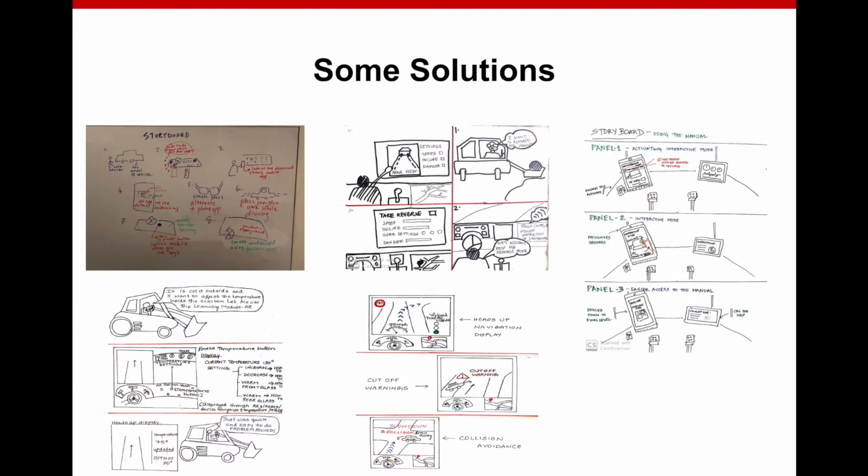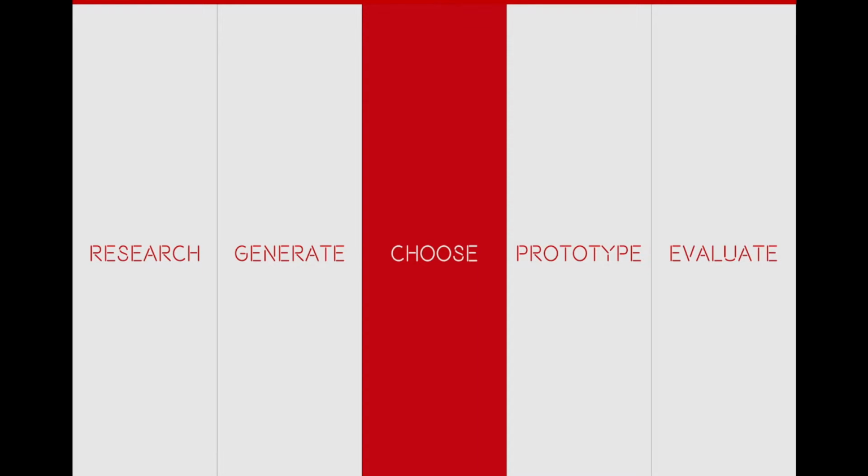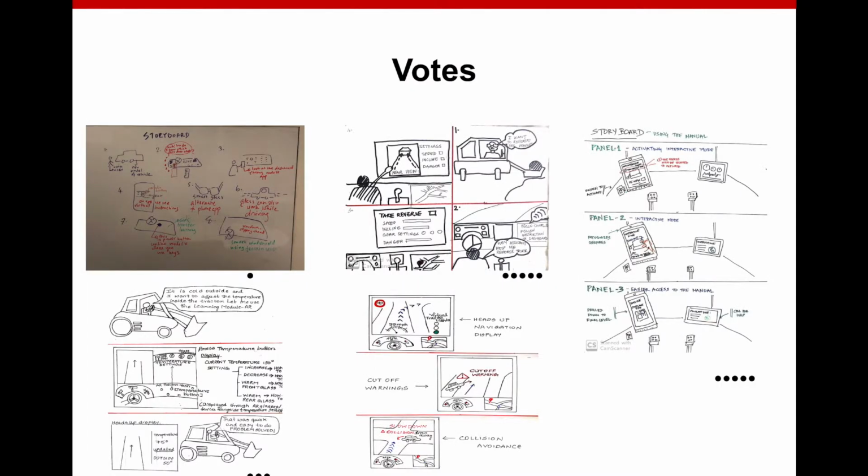With this as a base, we joined together in our choose phase. In this phase, we voted on all of these stories that we had built. These votes were essentially personal votes, and we talked about why we voted for this and why we didn't vote for this.